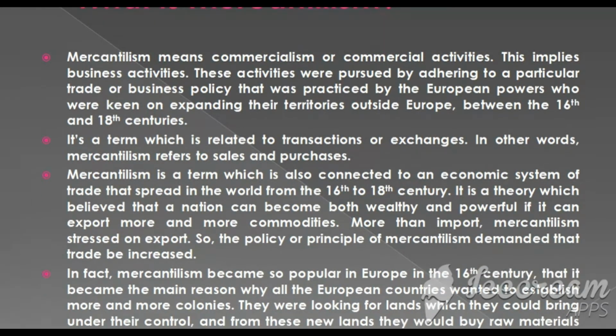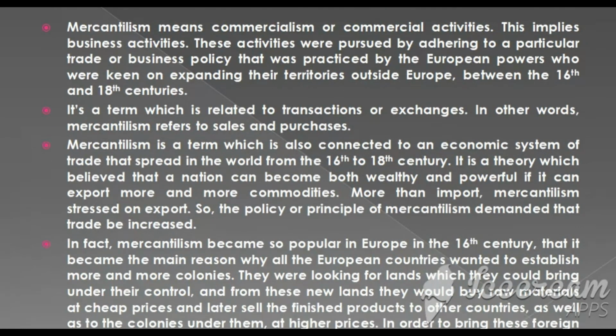Mercantilism is a term which is also connected to an economic system of trade that spread in the world from the 16th to the 18th century. It is a theory which believed that a nation can become both wealthy and powerful if it can export more and more commodities. More than import, mercantilism stressed on export. So the policy or principle of mercantilism demanded that trade be increased.